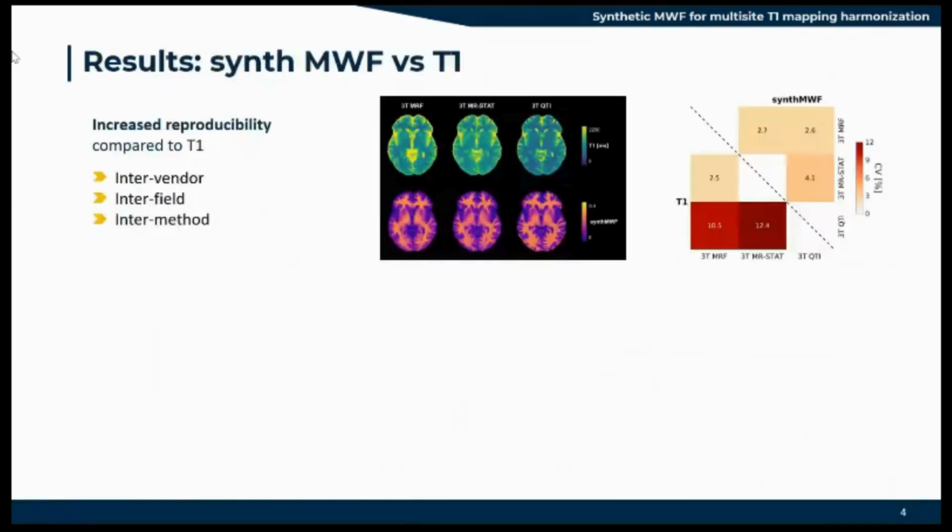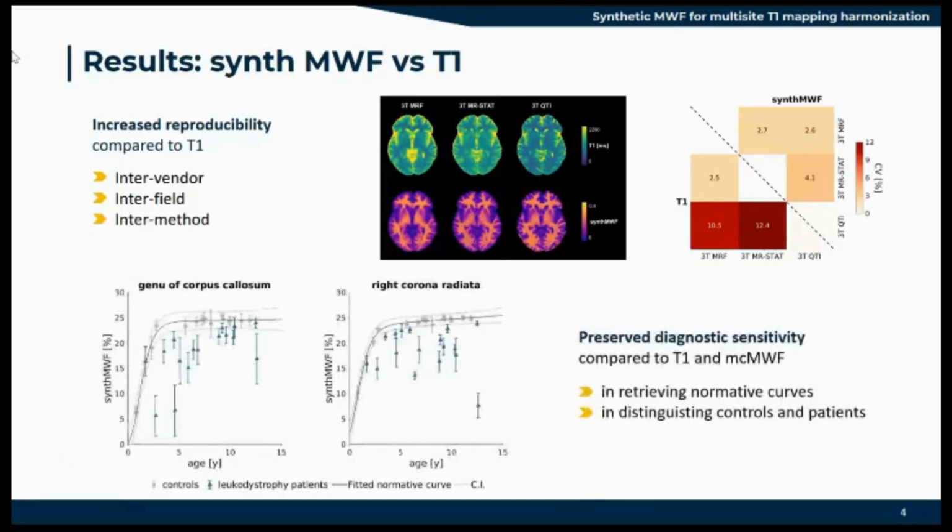So our results showed increased reproducibility with synthetic myelin water fraction maps compared to T1 across vendors, across field strengths, and across methods. And we also found preserved diagnostic sensitivity when distinguishing patients and controls.